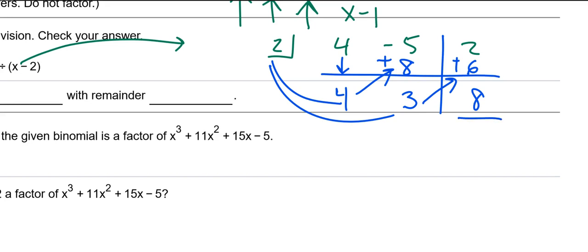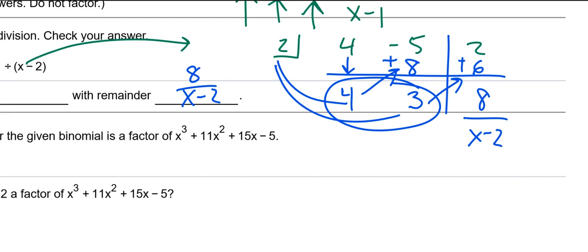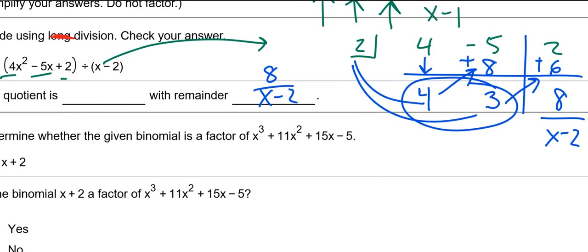So the 8 is over the x minus 2, because that's what you're dividing by. So that's going to fill this space. What do we have right there? Well, we have a constant of 3 and a linear term of 4x.